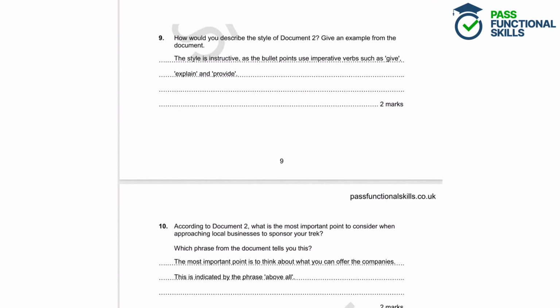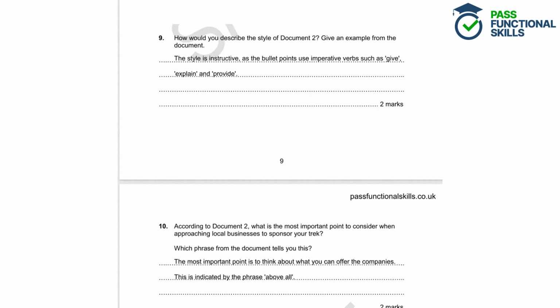Question 8. Summarise how document 2 advises the reader on advertising their challenge. So what's this question asking us to do? Well, summarise means that we need to look at the text and write what the overall meaning is in our own words. And we're going to focus on document 2, and we've got to summarise how the document is advising the reader on advertising their challenge. So we're going to focus on advertising here, providing a summary of how they're supposed to advertise.